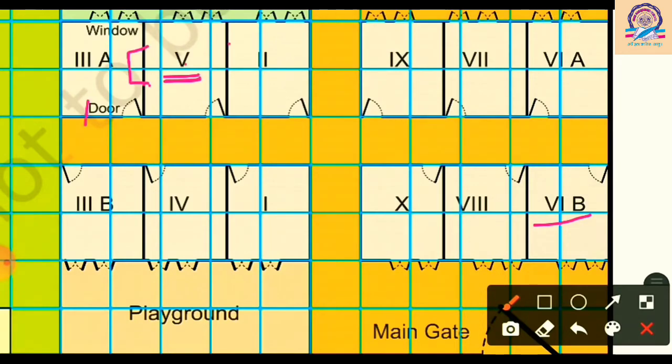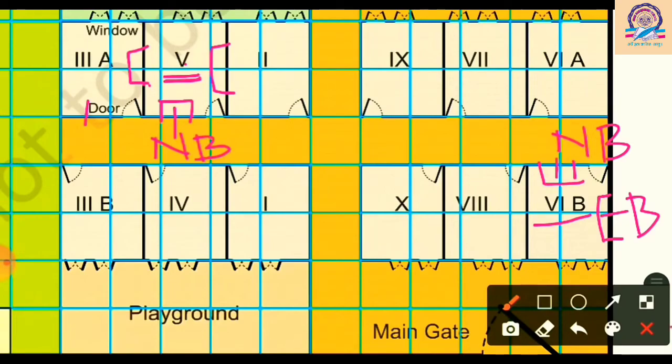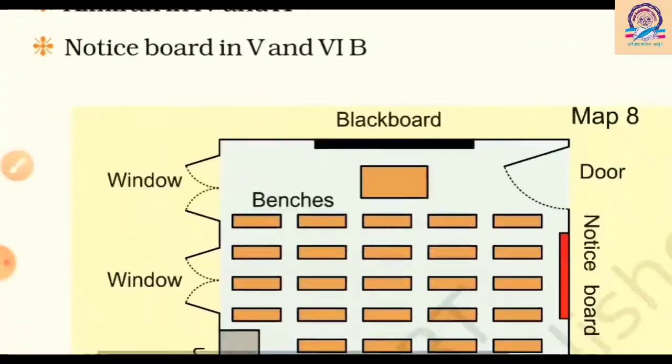So in class 5th, the blackboard will be here, and the notice board, that is next to the door or adjacent to the door. And for class 6B, here will be the blackboard and next to the door is the notice board. Is it clear, bacha party, how we have located the notice board? You have to be careful about each and every object.